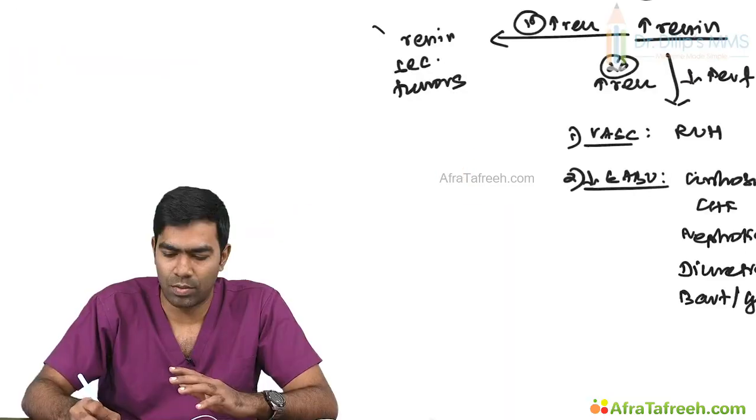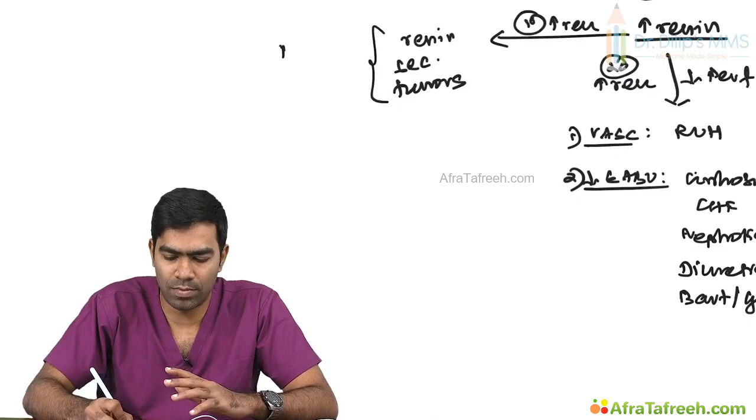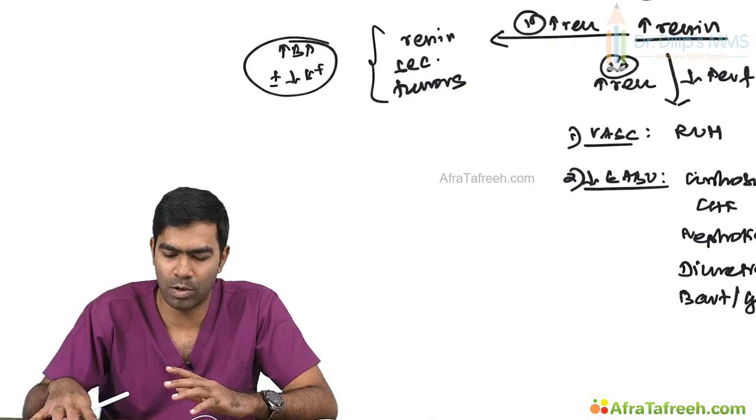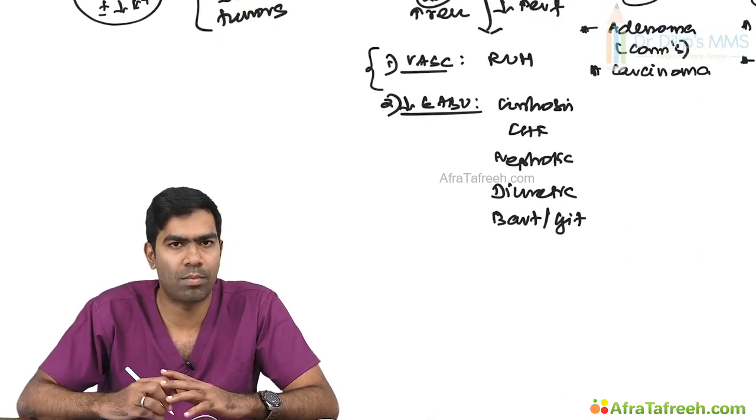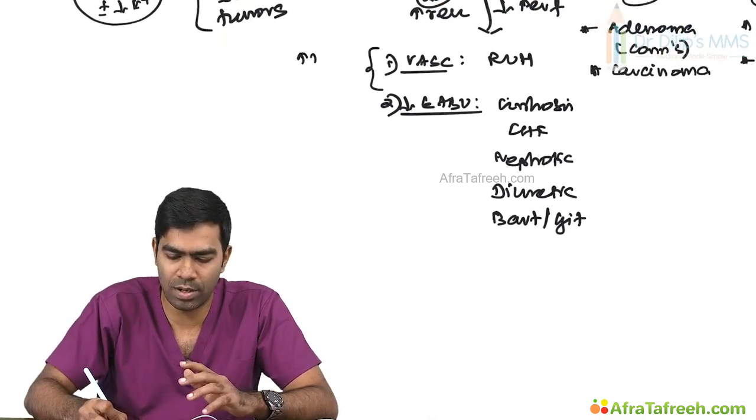So let us discuss the clinical features one more time. These renin secreting tumors will have hypertension and inconsistent hypokalemia, as I described already. And these vascular problems like renovascular hypertension tend to have hypertension and inconsistent hypokalemia as well.